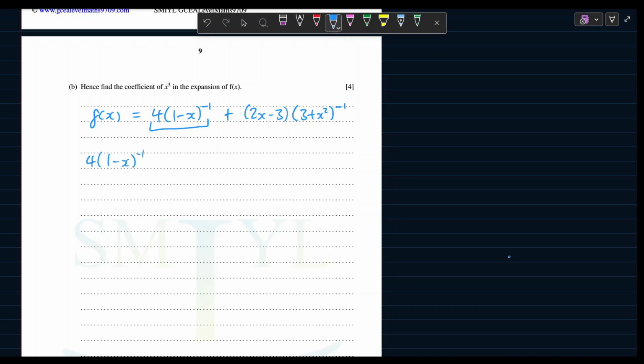And what we want to use is the formula for binomial expansion when n is rational. This can also be used when n is a negative integer. So that formula is 1 plus x to the n. It's provided in your MF19, so you do not need to know this by heart. But it's 1 plus nx plus n minus 1 over 2 factorial x squared.